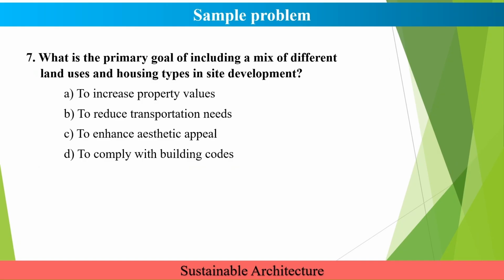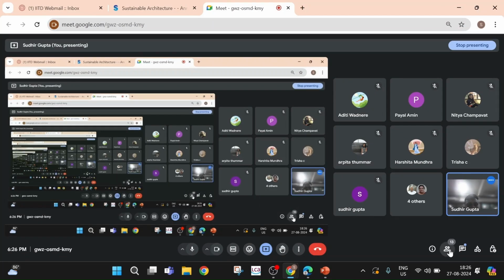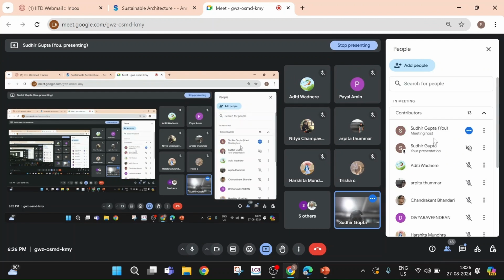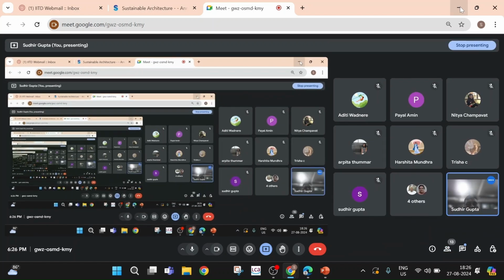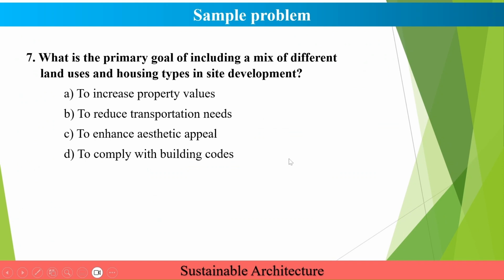So here is the seventh question, which is asking what is the primary goal of including a mix of development, land use, and housing types in site development. First one is to increase the property values, to reduce the transportation needs. Someone wants to join. Okay. So option B will be the right answer for this one.